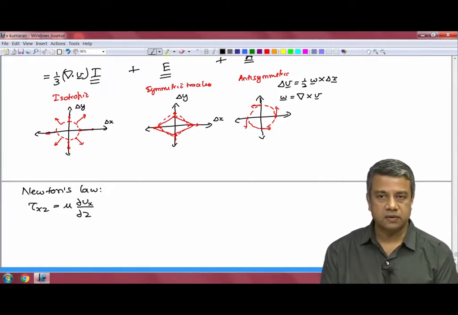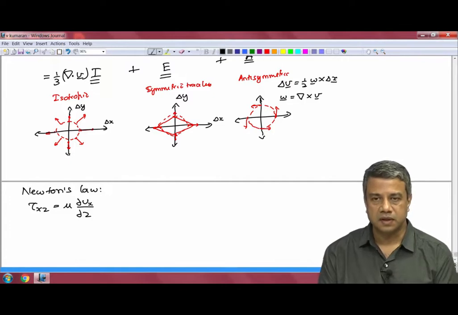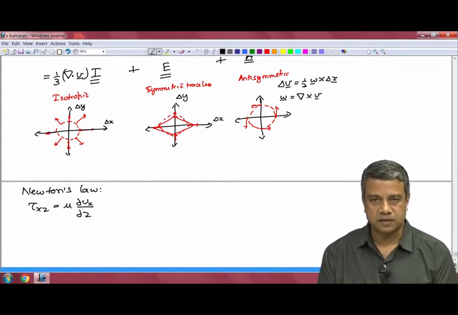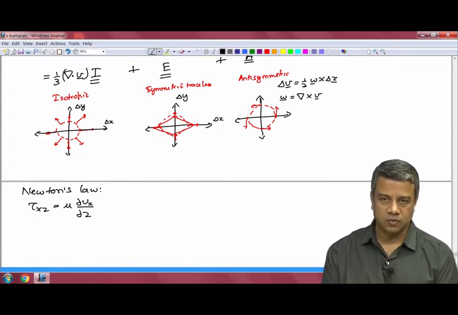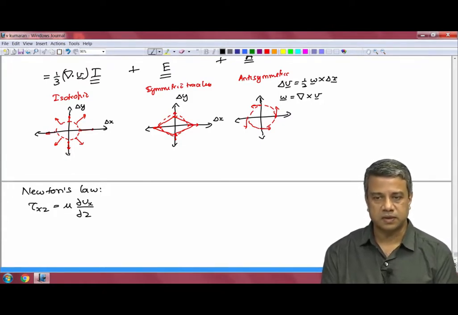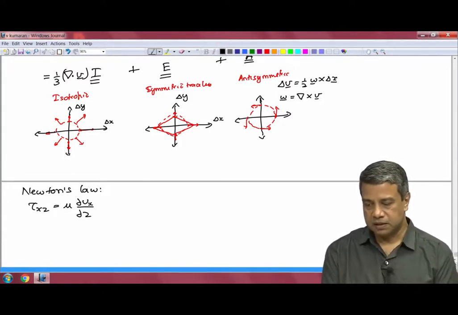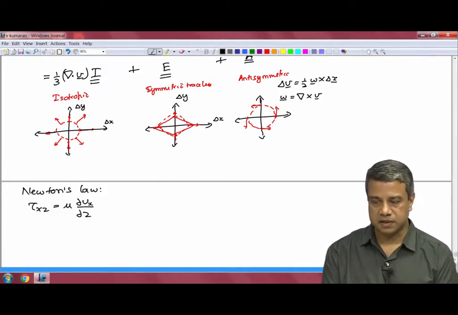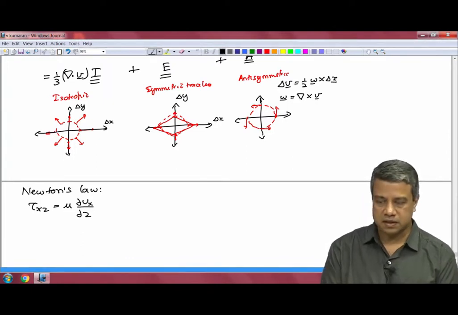The stress, I told you, was symmetric. Therefore, it cannot be proportional to the antisymmetric part of the rate of deformation tensor, because you cannot have a symmetric tensor equal to an antisymmetric tensor, unless they are both zeros. You cannot have symmetric and antisymmetric tensors equal. So the stress cannot depend upon the antisymmetric part of the rate of deformation tensor, and that is understandable from physical considerations as well.